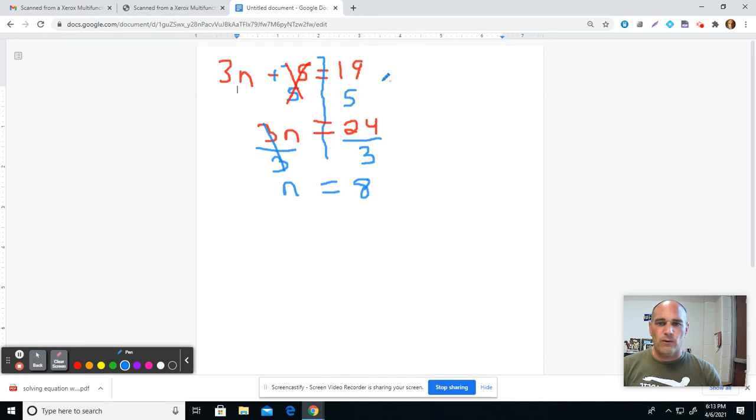The idea is that the first thing I always do is, if I split this into two different sides, I'm only working on the side that has the letter.